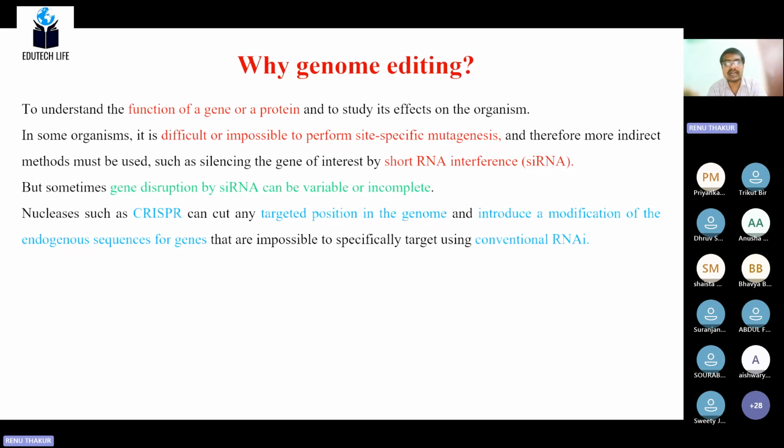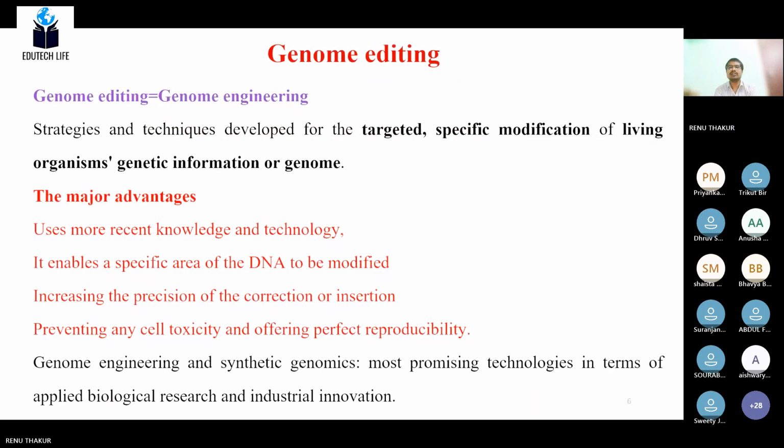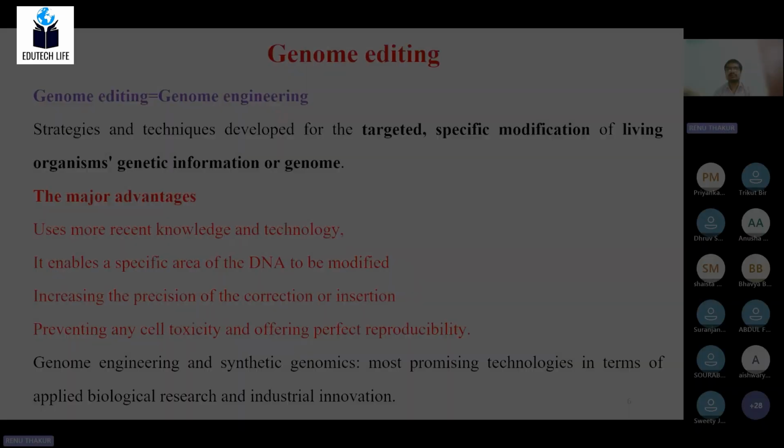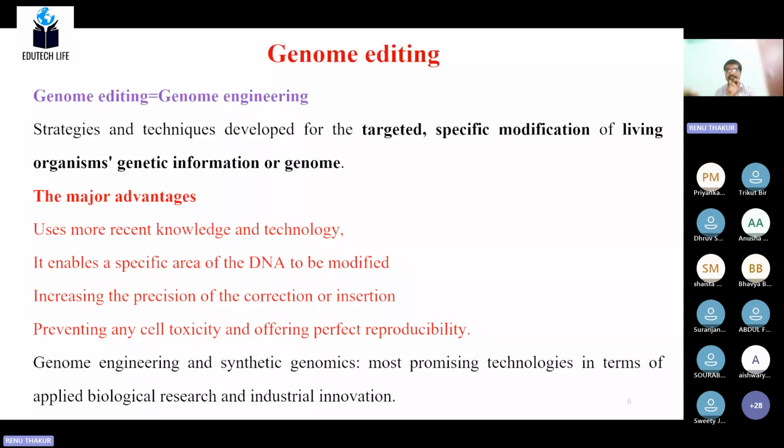Coming towards genome editing or genome engineering, they are the same process, and the applications are also the same. Here we need to cut the DNA, cut the genome, and there can be overexpression of the precise genome. What are the major advantages? It uses more recent knowledge and technology. It enables a specific area of the DNA to be modified, increasing the precision of the correction or the insertion, preventing any cell toxicity and offering perfect reproducibility.